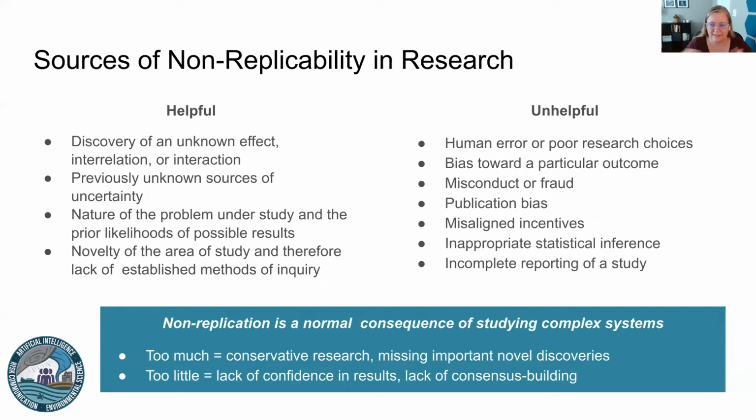So basically, the bottom line here is that non-replication is a normal consequence of studying complex systems. In a field, if we have too much replication, too many replication studies, we might be just doing conservative research. We might be missing important discoveries. So that's sort of an indicator that maybe the field needs to push the envelope a little bit more. But if we have not enough replication, then we have to be concerned that we may not be as confident in some of our results as we would like to be. There may not be as much consensus building in that field.